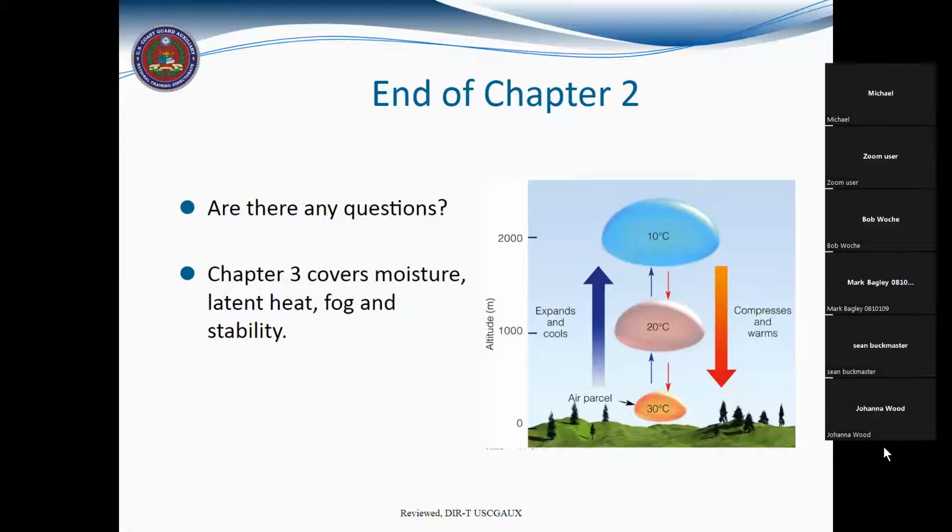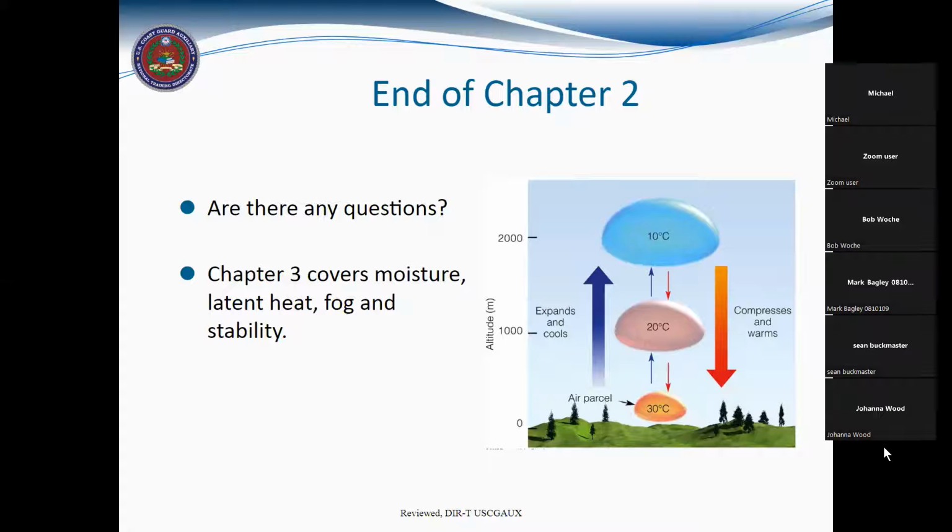Isobars on a standard surface chart are drawn every 4 millibars. That's not Sean. You there, Sean? Oh. Is there another Sean? Maybe there's another Sean. I'm sorry, something said John. Oh, okay. Who is the Zoom user that has not been picked on yet?